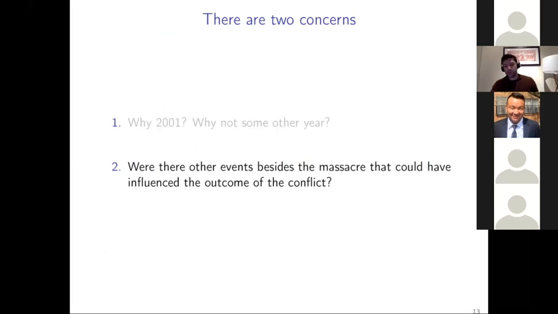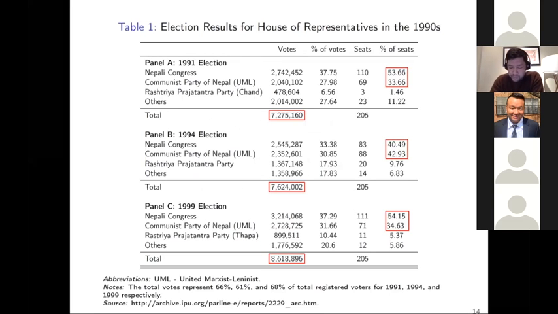The second thing that comes to mind that concerns me is that, well, if 2001 was important, are there other things happening in 2001 that are driving these results and not the massacre itself? And to argue against that, I'm going to provide some evidence. First of all, let's look at the election results in the 1990s. There were 3 elections in the 90s. The last one happened in 1999, which is well into the period of the conflict, the civil war.